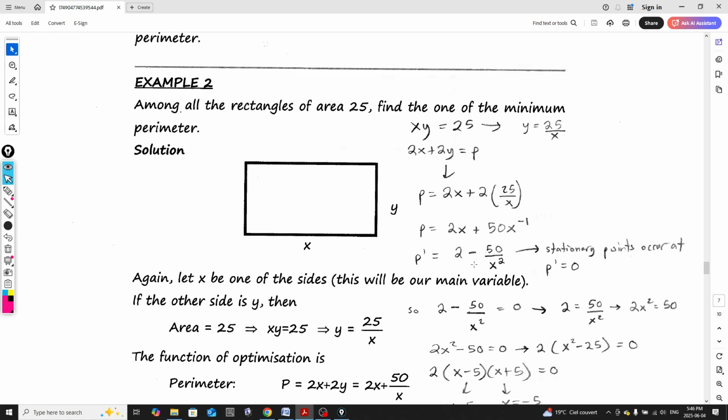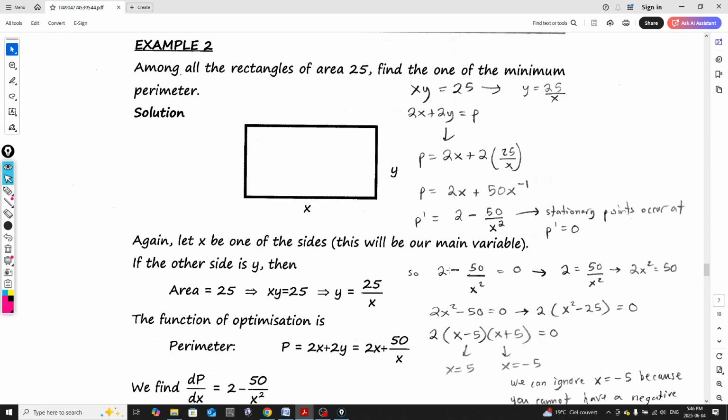And then I set this equal to 0, because I know that stationary points occur at p prime equal to 0. So I want to figure out what x values would yield p prime equal to 0. I set that up: 2 minus 50 over x squared equals 0.